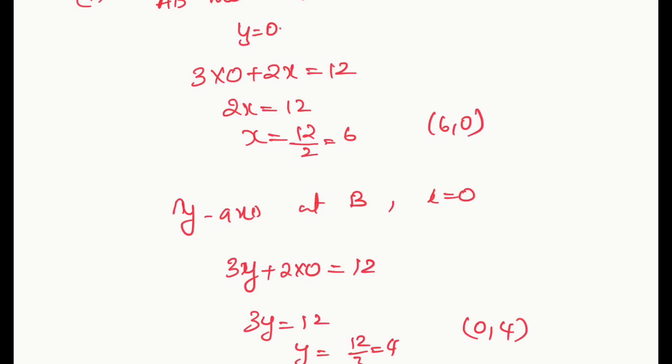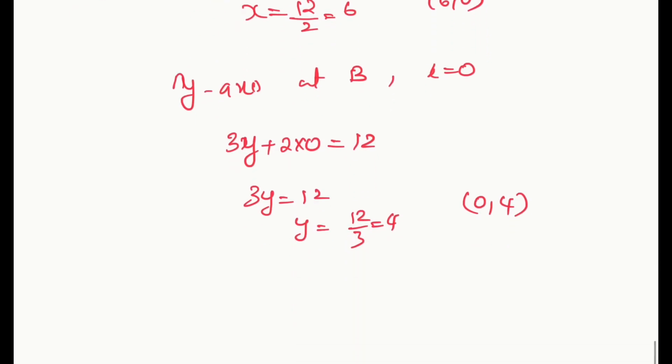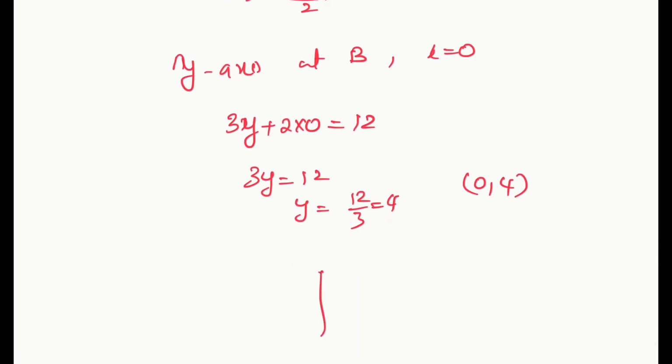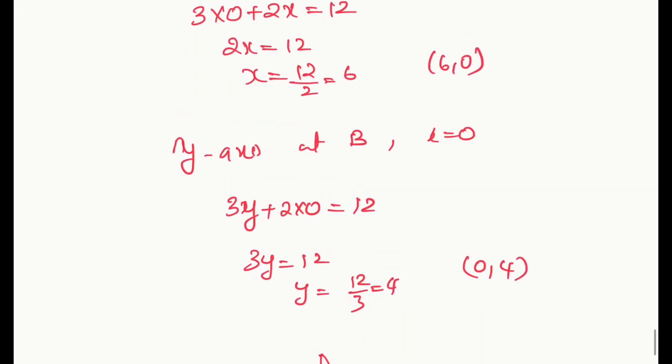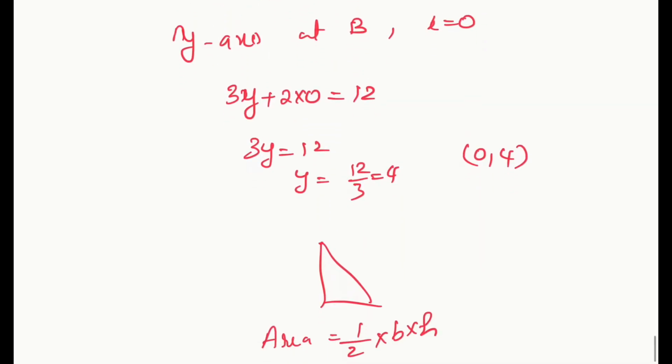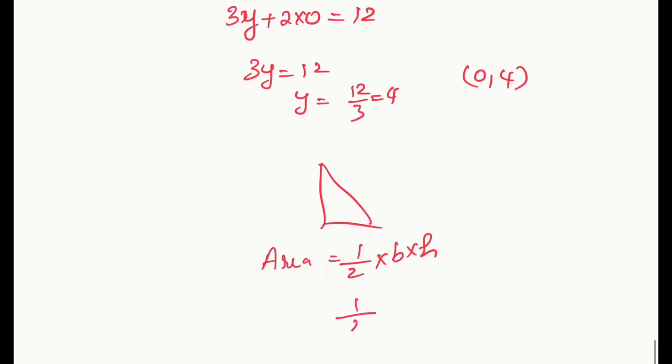Okay. Calculate the area of the triangle OAB. How will you calculate the area of triangle OAB? Triangle OAB area is equal to half into base into height. What's the base here? Base is on the x-axis, 6, and height on the y-axis, 4. So half into 6 into 4 equal to 12. So 12 square units will be the area of the triangle.